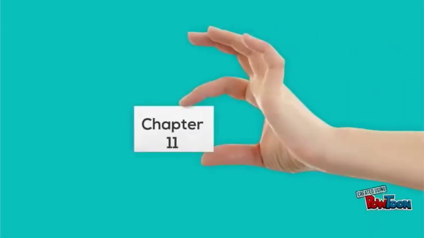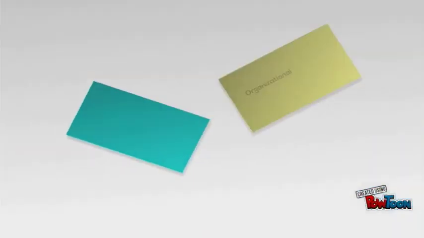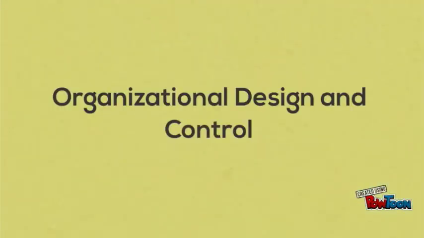Guess what comes after Chapter 10? You guessed it, Chapter 11. The title of Chapter 11 is Organizational Design and Control. In this chapter, we will discuss 3 major objectives.